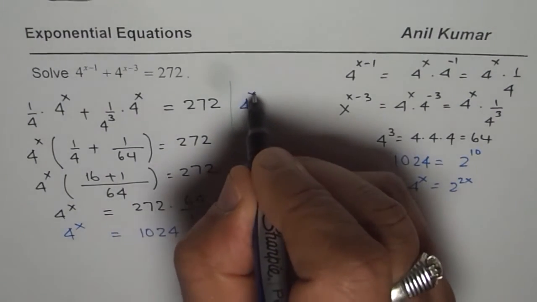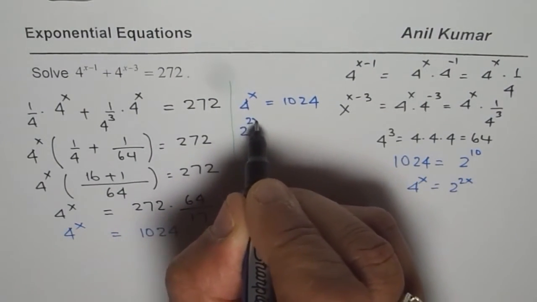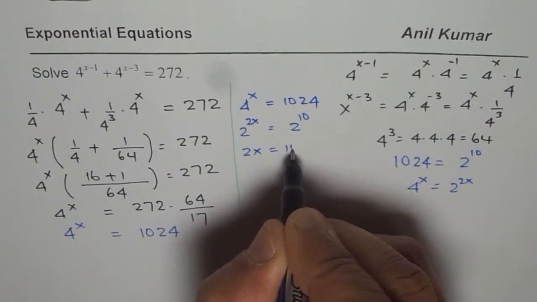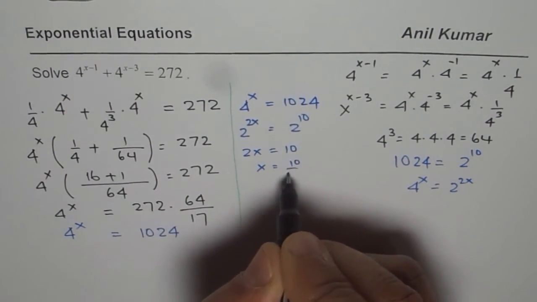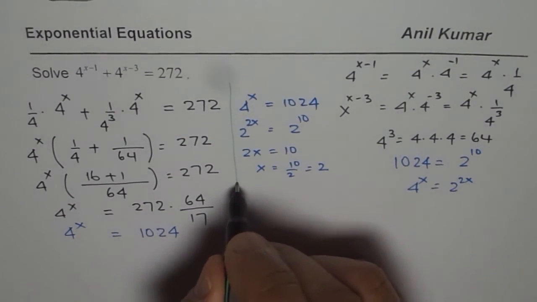So we have 4 to the power of x equals 1024. I could write this as 2 to the power of 2x equals 2 to the power of 10, and that means 2x equals 10, or x equals 10 over 2, which is 5. So that is indeed one of the best ways of solving.